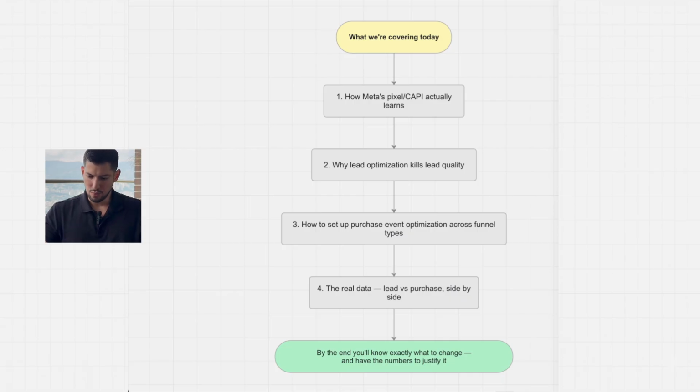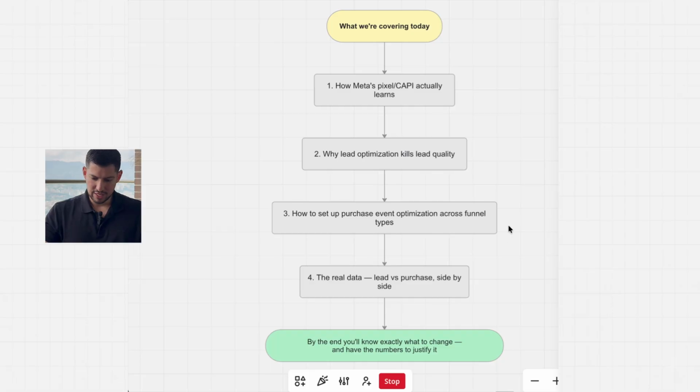Step two, I'll show you why optimizing for leads alone might be killing your lead quality and why most people never catch it. Then for step three, I'll show you how to set up purchase event optimization across different funnel types, including which event you should be using and when to fire that type of event.